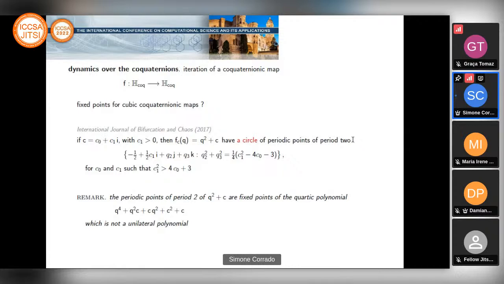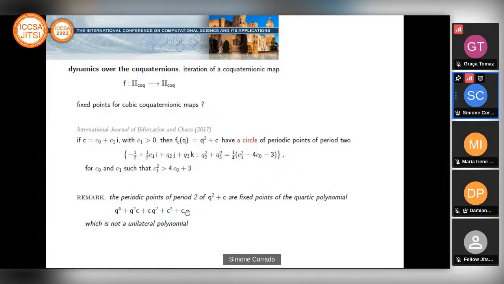But in this paper, we prove that for C of this form, we have a circle of periodic points of period 2. So this means that what I'm writing here, the fixed points and the circle of periodic points of period 2, are fixed points of the quartic polynomial that I wrote here.